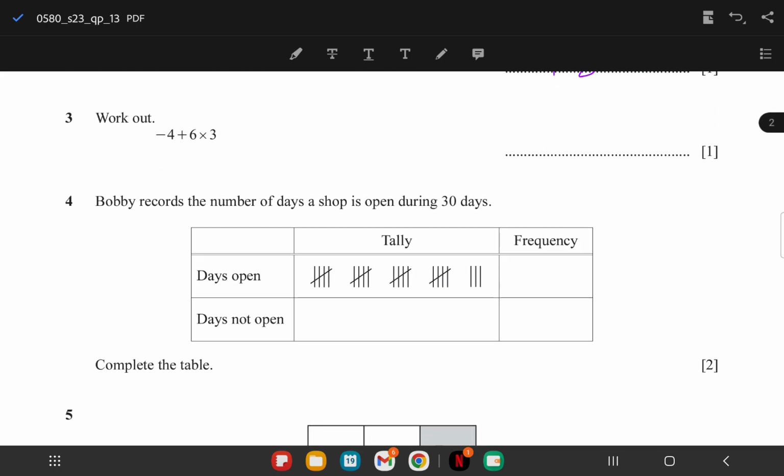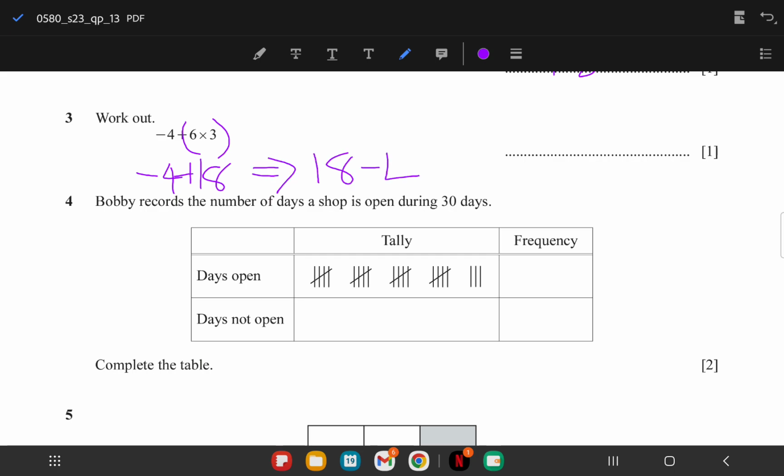Work out minus 4 plus 6 times 3. So over here we apply our BODMAS, isn't it? So we put our brackets on the 6 times 3 because multiplication comes first. 6 and 3 will give us 18. And then we end up with minus 4 plus 18. This can be rewritten as 18 minus 4 to give us 14. And that's our answer there.